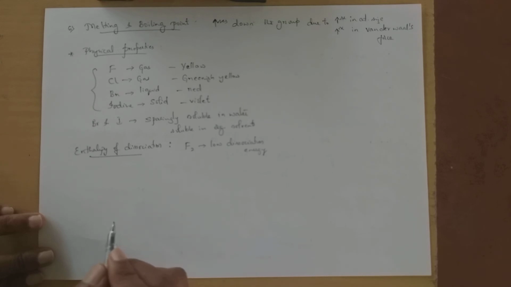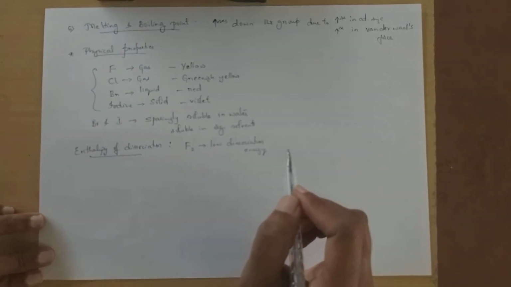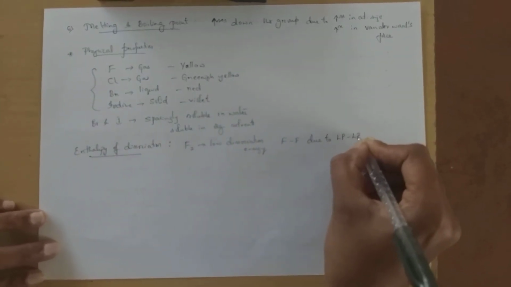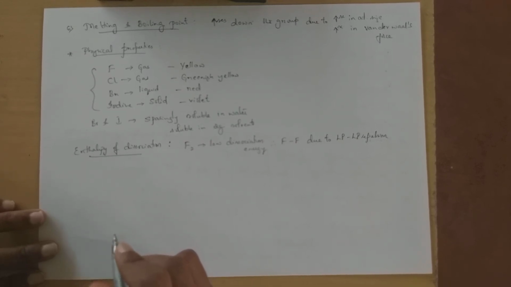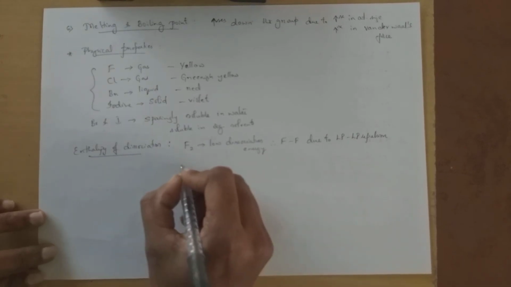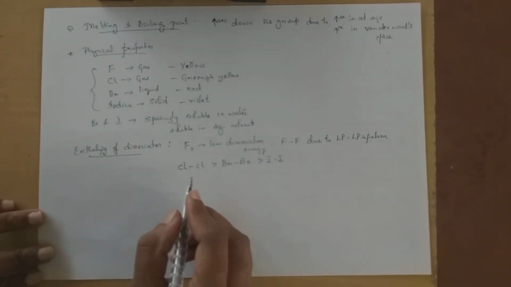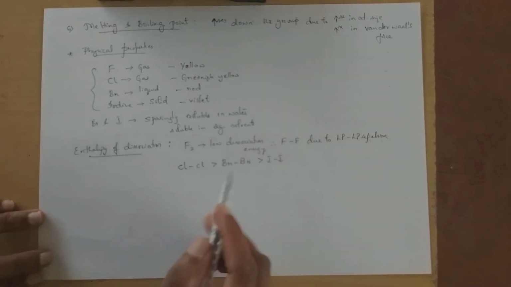You have heard of lone pair and bond pair in the chemical bonding topic, so you know the difference. Here, in the presence of lone pair repulsion, fluorine has low dissociation energy. Understood? These lone pair electrons are very close to each other, so they repel. Considering bond dissociation enthalpy from chlorine to iodine, the order varies like this: chlorine has the highest bond dissociation energy compared to bromine, compared to iodine.